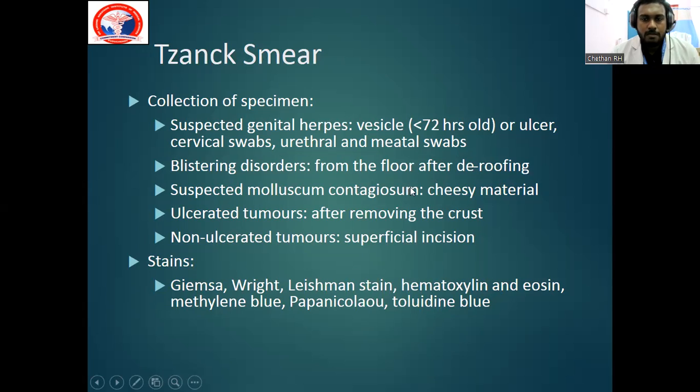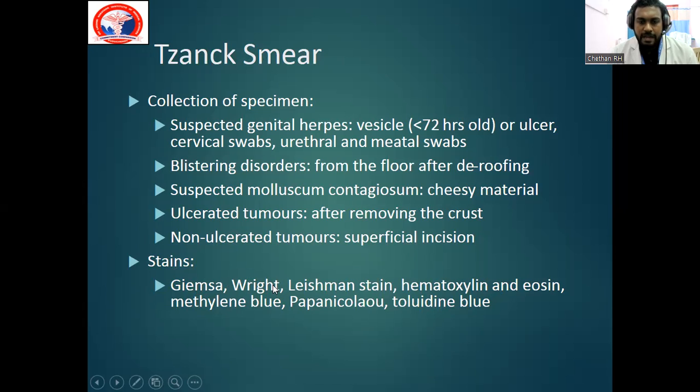And in case of molluscum contagiosum virus, you can collect the cheesy material which is expressed out of the molluscum lesions. In case of ulcerated tumors, you have to first remove the crust, and for non-ulcerated tumors, you have to make a superficial incision and then make a smear out of it. The stain which is commonly used is Giemsa stain.